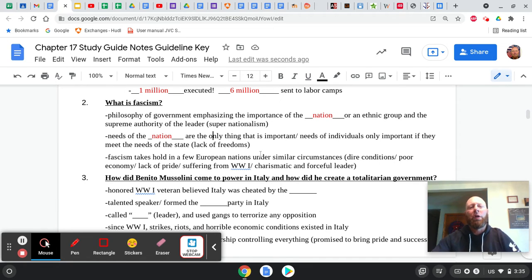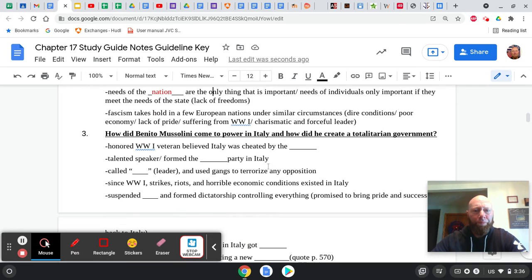Fascism is going to take hold in European countries under similar circumstances, and this is how all these dictators rise to power. We look back historically and say, well, how did people allow this? It's because their lives were not good. Their economies were crippled, horrible, and we got this Great Depression thing going on, making it worse. They're still trying to recover from World War One. They have no pride in their nations. And in comes a charismatic, forceful leader who says, I have the answers. I can fix our problems. Just listen to me. Just give me power. And countries do that.